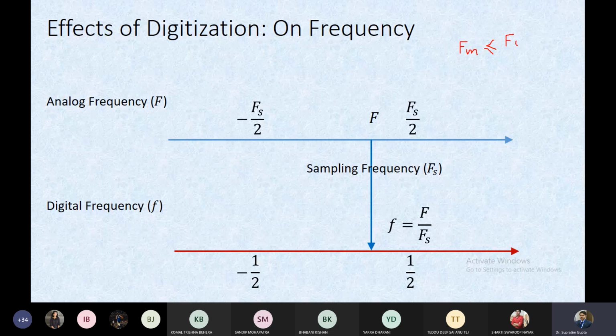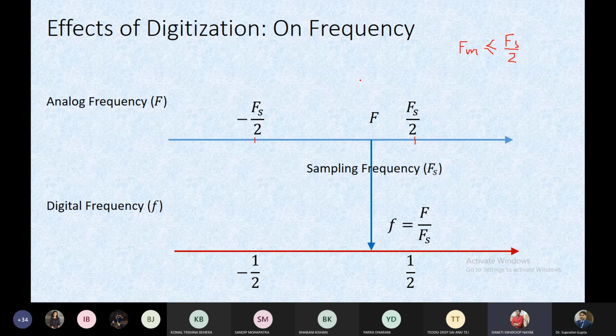Here fs is the sampling frequency, and the analog frequency range, the valid range, becomes fs by 2 to minus fs by 2. But why do we call this a valid range? How did this Shannon sampling theorem come into the picture? Why are we concerned, or why do we always say that it should be fs by 2? Any idea from students? Anyone? I want a response.